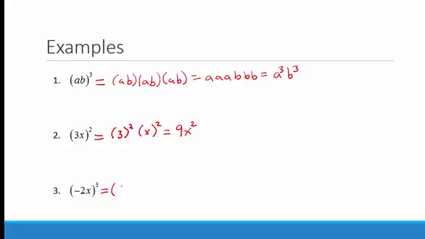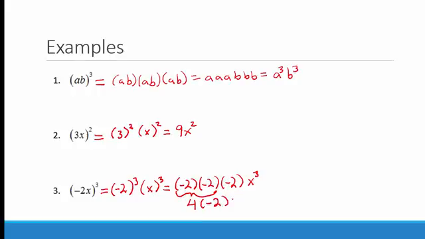Let's distribute the power through this product. We'll raise the negative 2 to the third power and the x to the third power. Negative 2 to the third power is equal to negative 2 times negative 2 times negative 2, and x to the third power is x to the third. Negative 2 times negative 2 is equal to positive 4, and then we'll multiply that by negative 2, and we get 4 times negative 2, which is equal to negative 8, x to the third power.